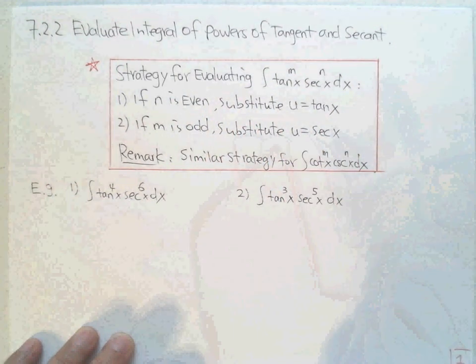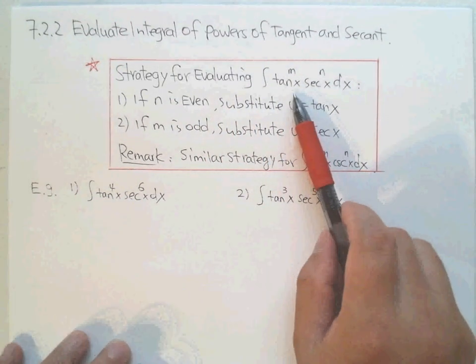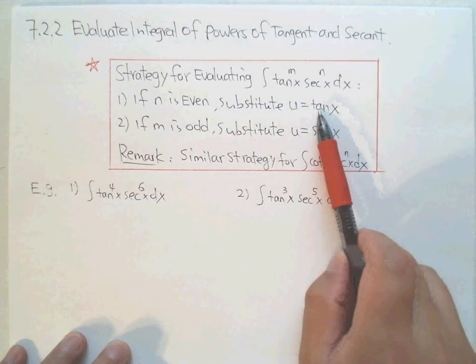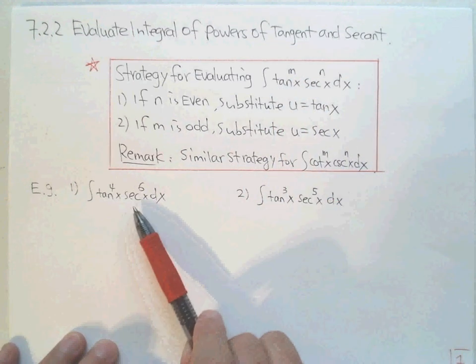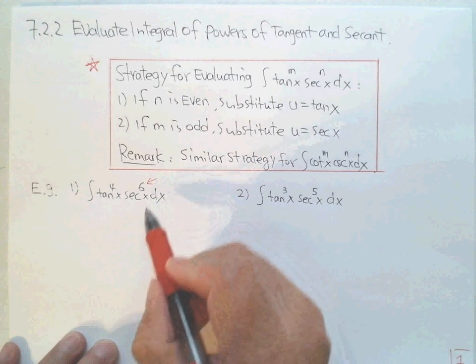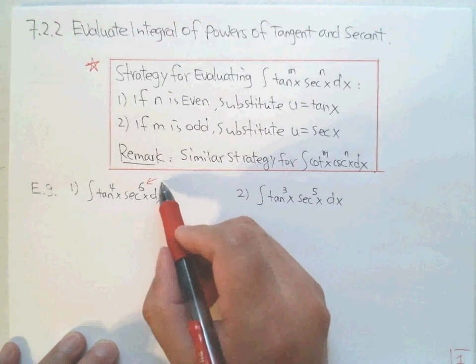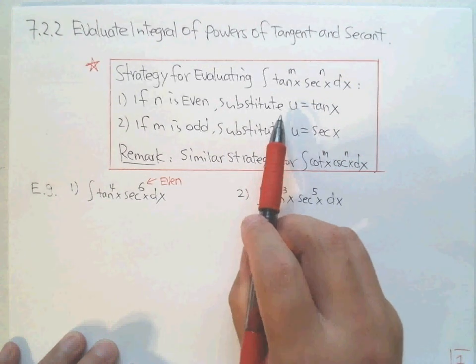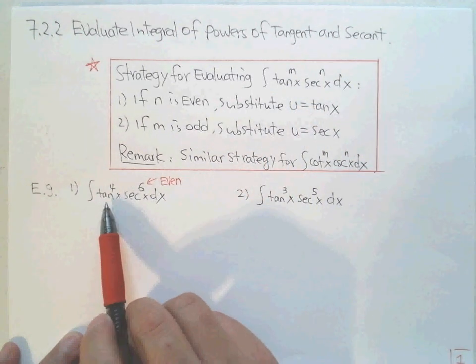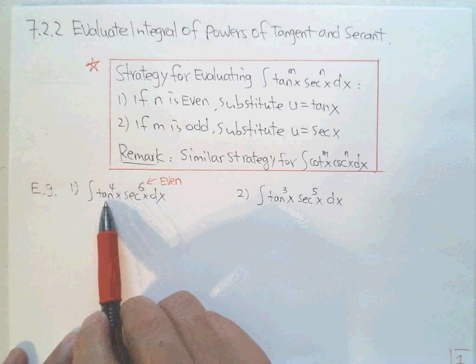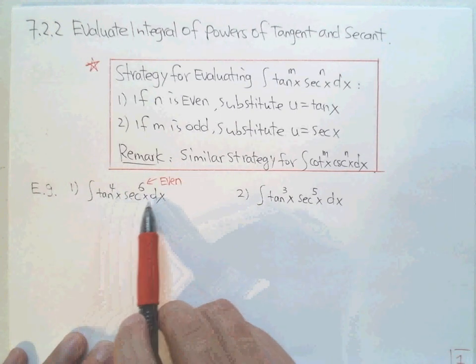Now let's try to get the idea. Why, when n is even, do we need to do the substitution for tangent? The power of secant is even, and this suggests we need to do the substitution for tangent. Why? If u equals tangent, this goes to u to the first power. How about the rest? It's complicated, but don't worry.